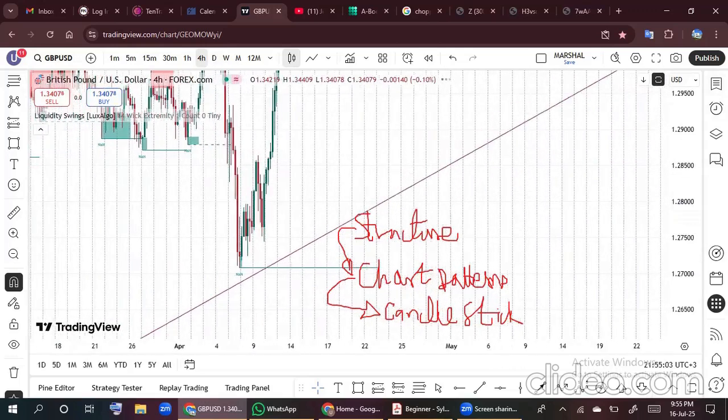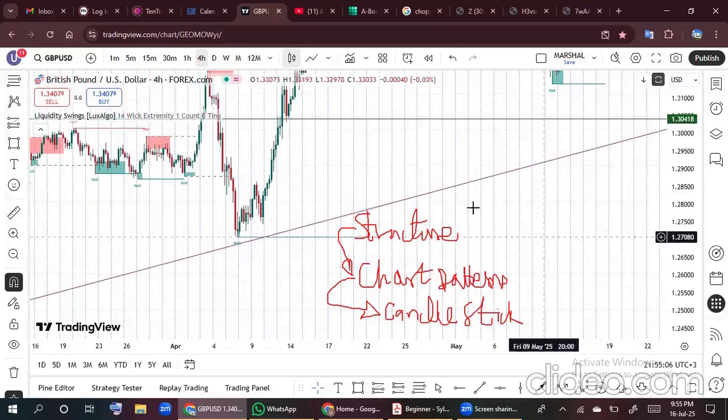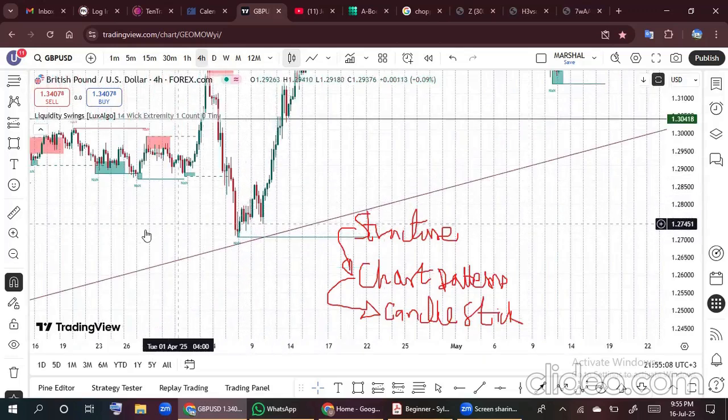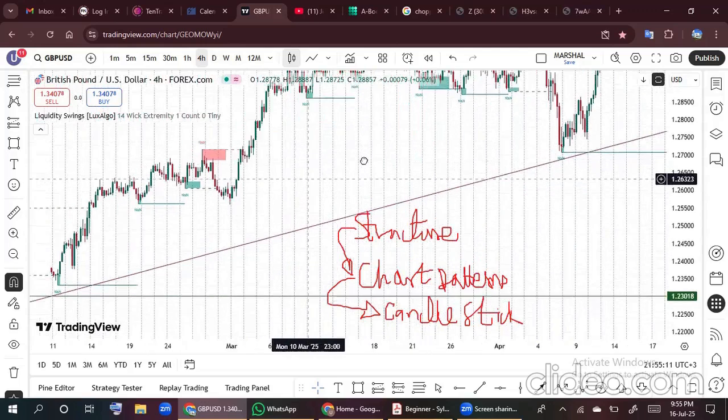Okay, let me shrink it. If I shrink it, you won't really see. But this is like a W chart pattern, right? So don't forget, inside the structure, you see chart patterns.